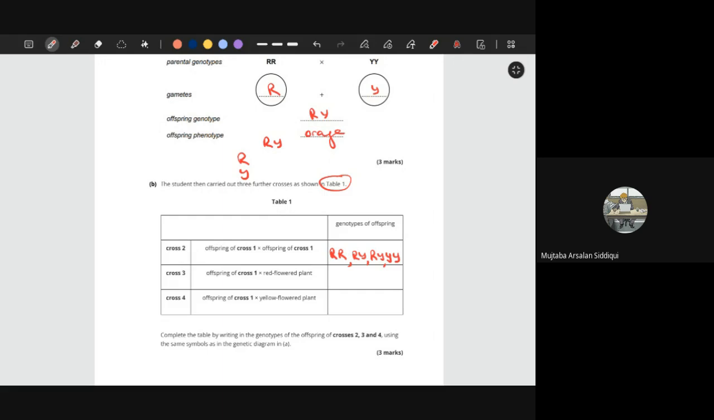Then offspring from cross one, which is RY and RR. So you'll get RR and RY, right? Offspring from cross one, RY and YY. So you'll get YY and RY. Make sense?